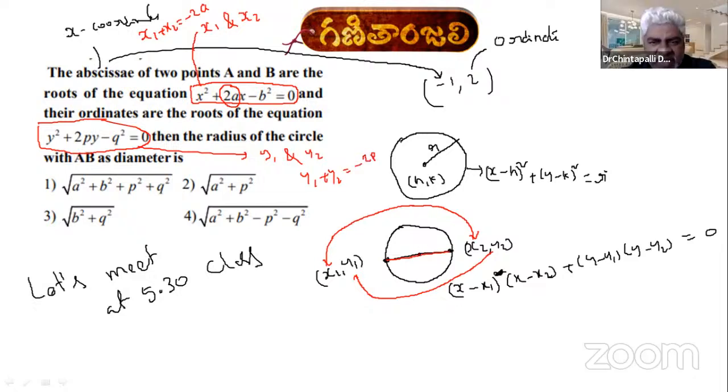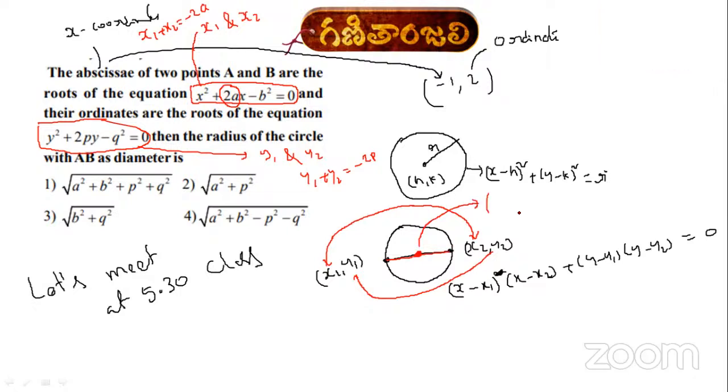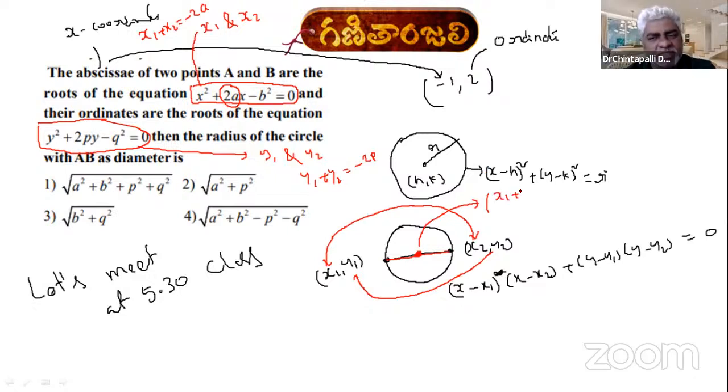Students, we can find its center. What is the formula to find the center? Center is x1 plus x2 by 2, y1 plus y2 by 2, because it is the midpoint. x1 plus x2 by 2, comma, y1 plus y2 by 2.